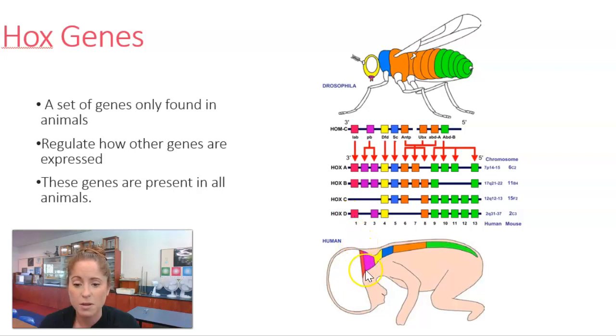So they cause the formation of the thorax and the abdomen and the head. During development, and this is partially because these sequences have been conserved through evolution, they actually lay out the plan for the body. And so this is an example of a transcription factor gene that's affecting morphology.